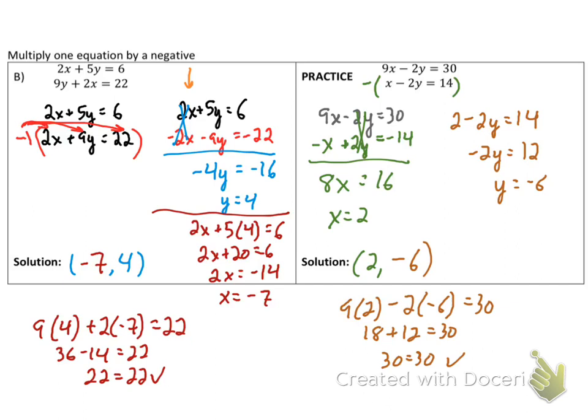Alrighty, so you can check your work there. Multiply the bottom equation by a negative 1, distribute it, and then eliminate the y, solve for the x, plug the x back in to solve for the y. You should get a solution of 2, negative 6.